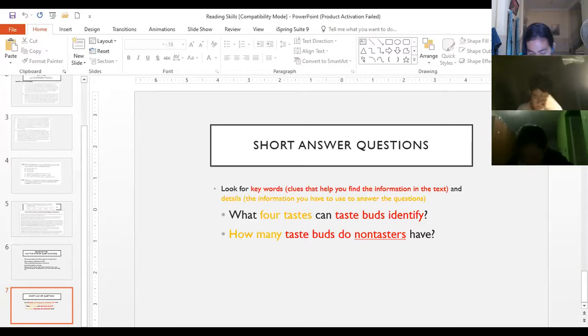Last one, number 5. What should super tasters eat? So the keywords that help you find the answers are? I want to ask number 4. Number 4, avoid, yes, not should, but do. So super tasters hate that kind of food, so they avoid eating that kind of food.